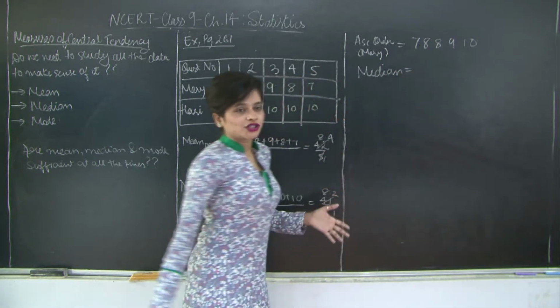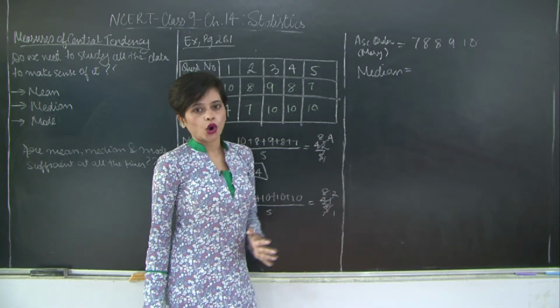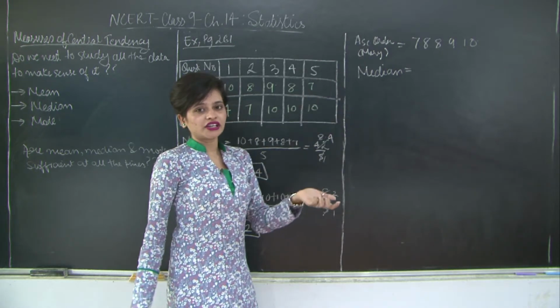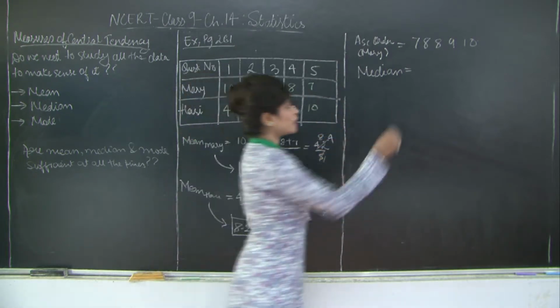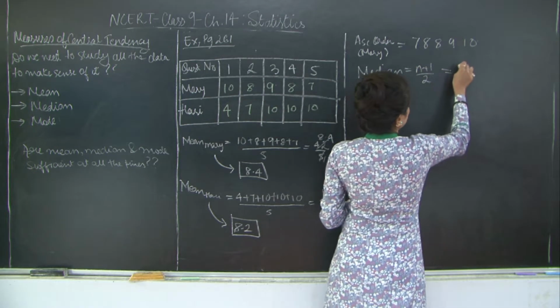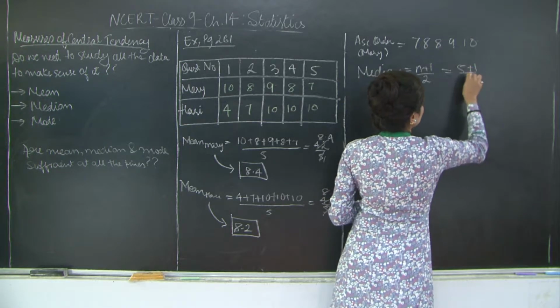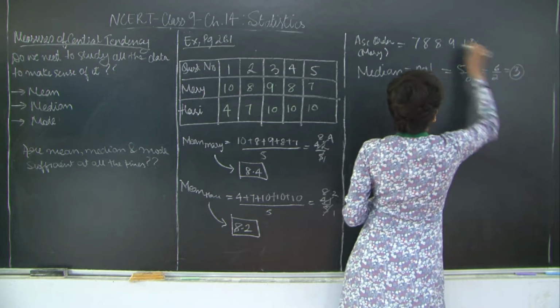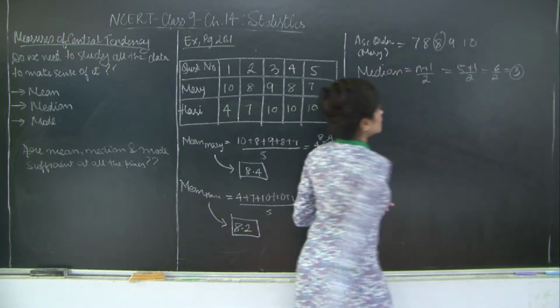Now the number of observations that we have is 5, which is odd. So the median is going to be the (n plus 1) upon 2 th observation. So n here is 5. So 5 plus 1 upon 2, which is 6 upon 2, which is 3. So the third observation is going to be 8.